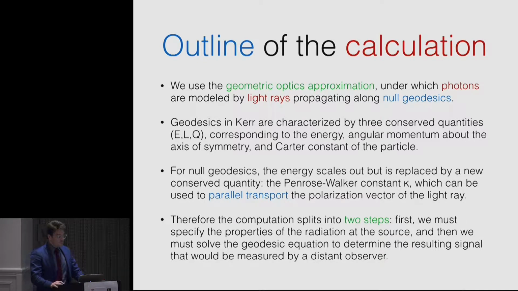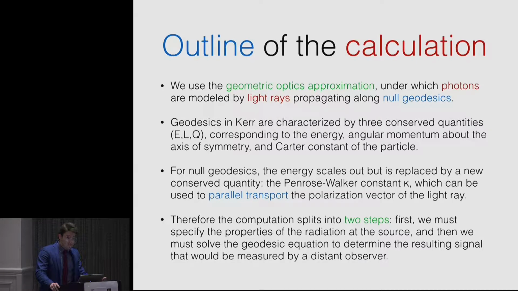So we're going to use the geometric optics approximation to describe the radiation coming from the near-horizon region. And in this approximation, photons are modeled by light rays which propagate along null geodesics. Now, these geodesics will propagate in the Kerr spacetime. I wrote the metric earlier. And they're characterized by three conserved quantities, E, L and Q, which correspond to the energy, angular momentum about the axis of symmetry of the black hole, and the Carter constant of the particle.